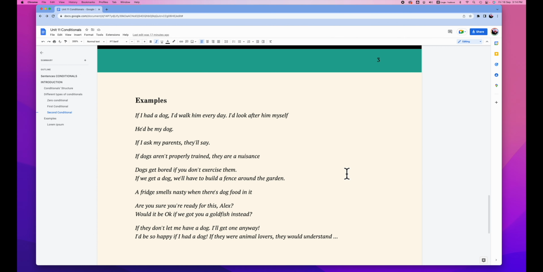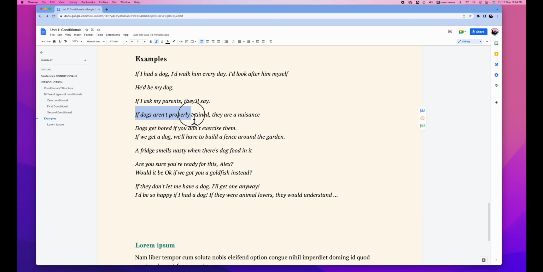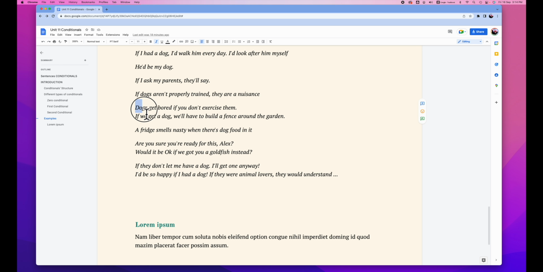Reading these examples, we need to guess which conditional applies. So let's take a look at these examples. If I had a dog, I'll walk him every day. I'll look after him myself. He'll be my dog. If I ask my parents, they will say no. If dogs aren't properly trained, they are a nuisance. Dogs get bored if you don't exercise them. If we got a dog, we'll have to build a fence around the garden.